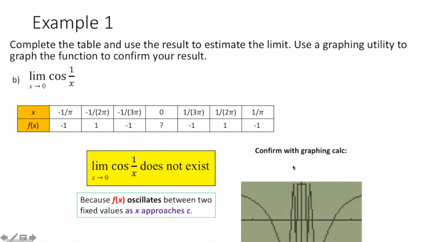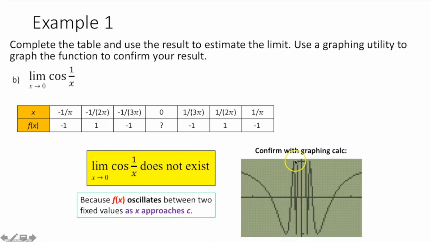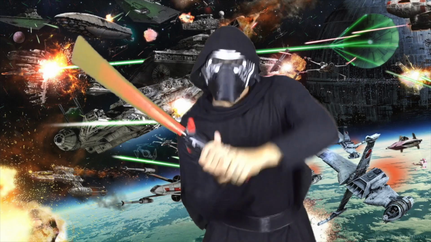Now we can confirm this with our graphing calculator. We saw this earlier. As x approaches 0, you can see that the function just keeps bouncing back and forth between 1 and negative 1 and doesn't approach any given value.